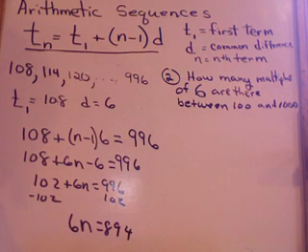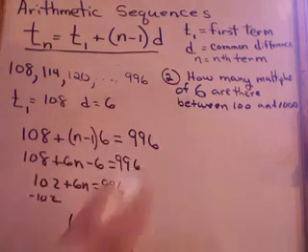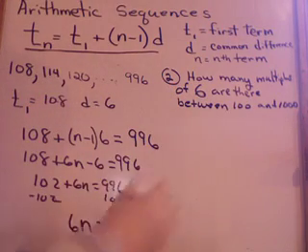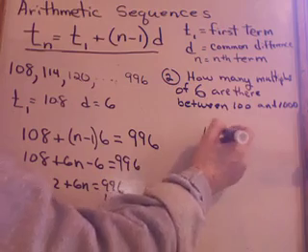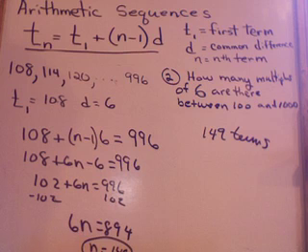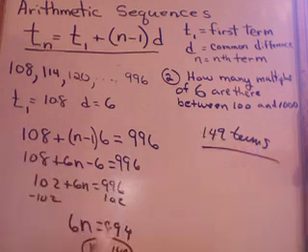So all we have to do is divide by 6. So pick up the trusty calculator. 894 divided by 6. 149. So that means, how many terms are there from 108 to 996? There are 149 terms. Sure would have taken a long time if I wrote them out and counted them. Don't want to do that. There we go.